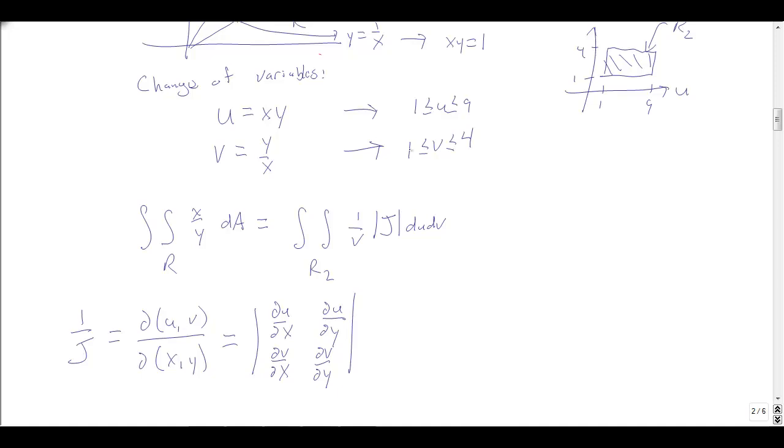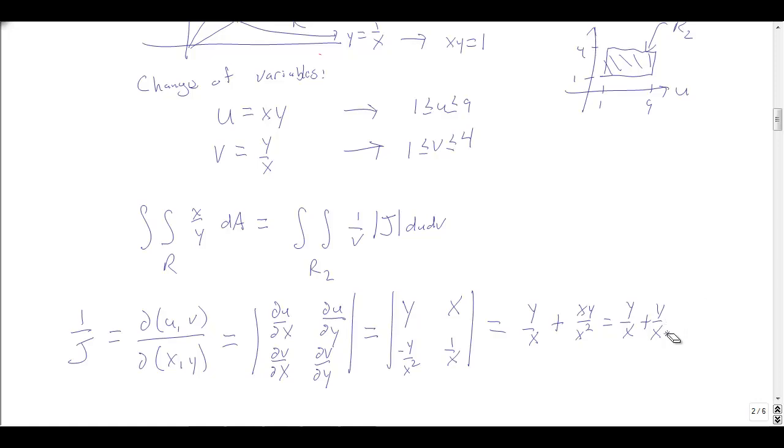So what we can do here is do our partials this way and solve this out. Partial u with respect to x, that's y. Partial u with respect to y, that's x, because u is xy. Partial v with respect to x is going to be negative y over x squared. And then partial v with respect to y is 1 over x. And we do a determinant, so we get y over x minus this times that. The negative is going to make that a plus. We'll get xy over x squared.